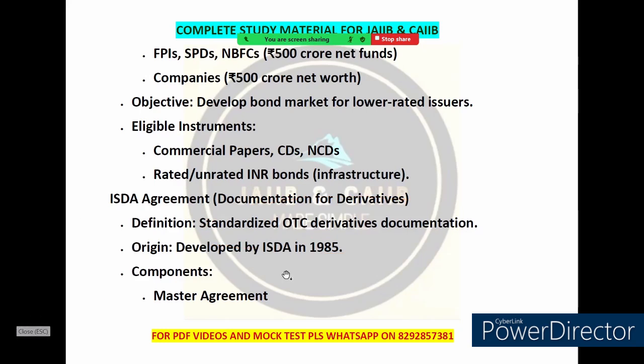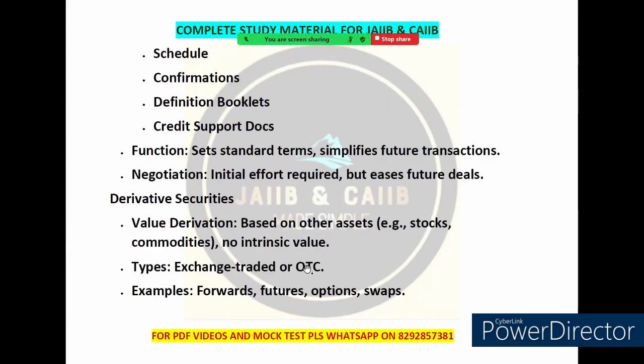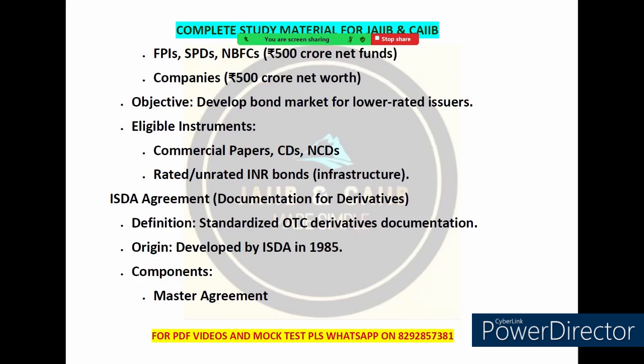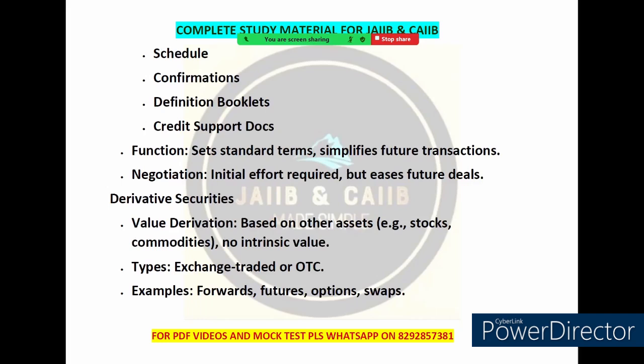Now, what are the agreements which are included? The first is called the master agreement, which means the main legal document. Then second comes a schedule, which is custom terms. Then next comes the confirmation for a specific trade, and last come different booklets and credit support. While setting up it takes some effort, it makes future transactions much easier because everything is already agreed on.